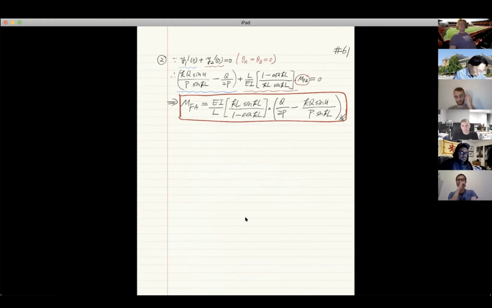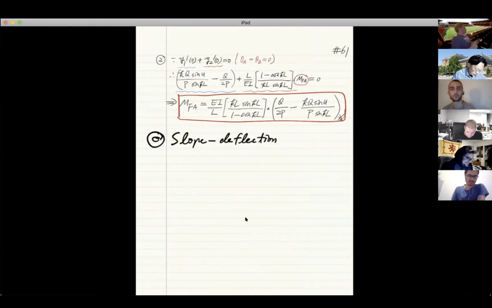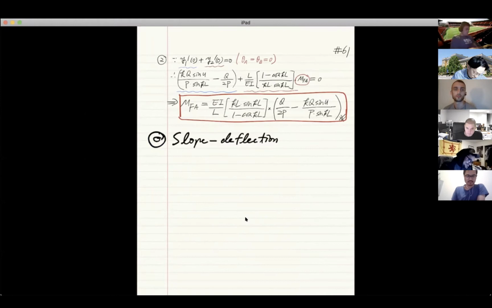So next we will continue this topic, and which is slope deflection. You can call it slope deflection equations or slope deflection method.